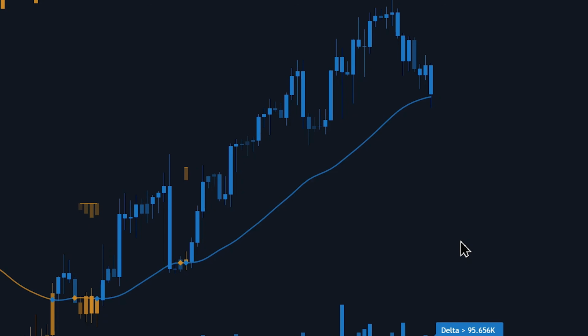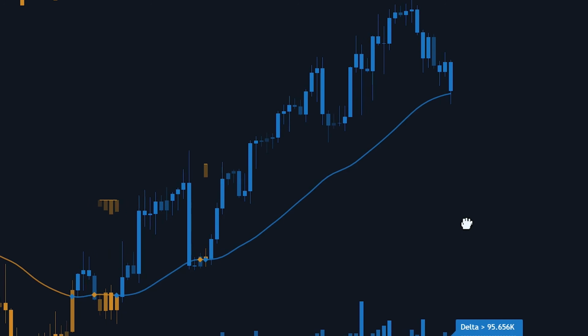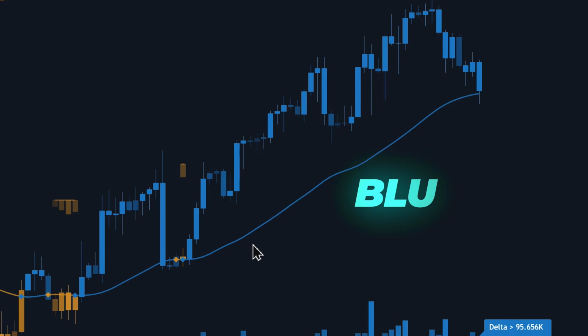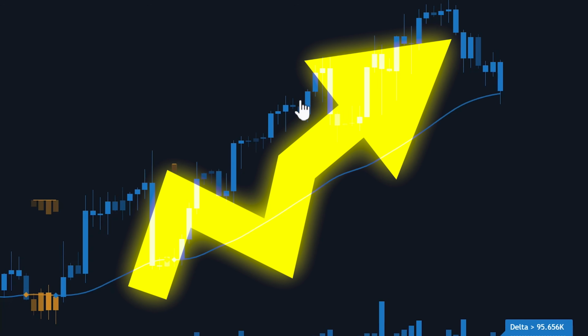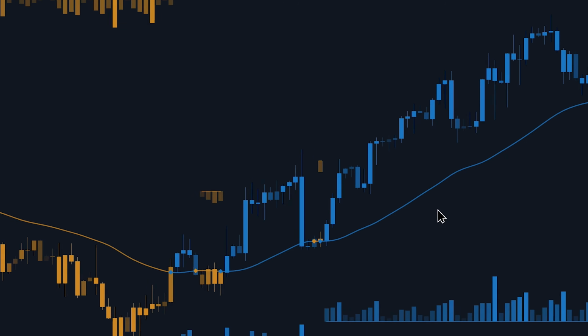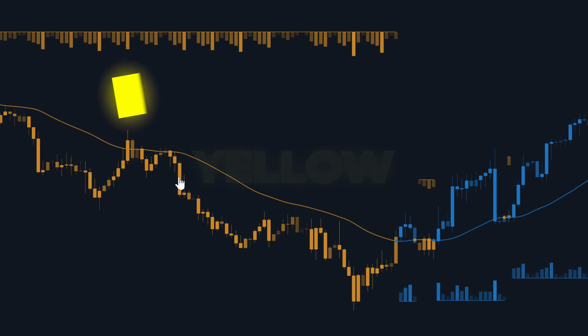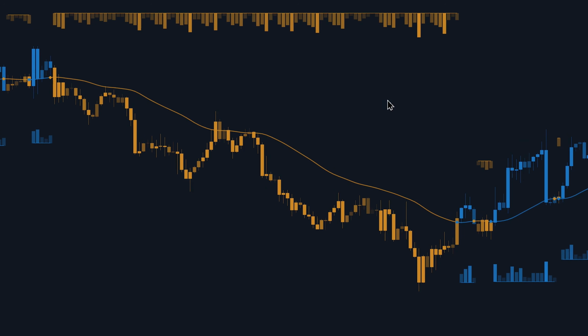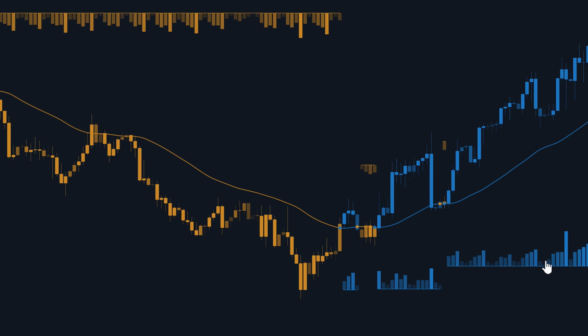Alright, back to the indicator. So how can we actually use Volumatic Trend to trade? Well, the most obvious way is just to identify the overall trend. Blue ribbon and blue candles mean you're likely in a bullish phase, so you'd generally be looking for long opportunities. Yellow ribbon and yellow candles signal a bearish phase, suggesting you might want to look for shorts. Simple enough, right? But where it gets interesting is bringing in the volume context.